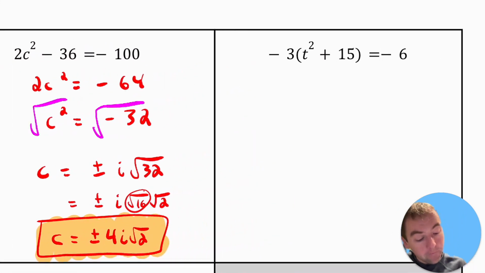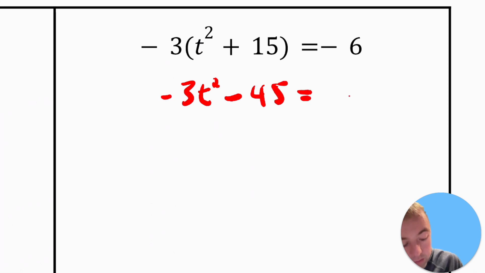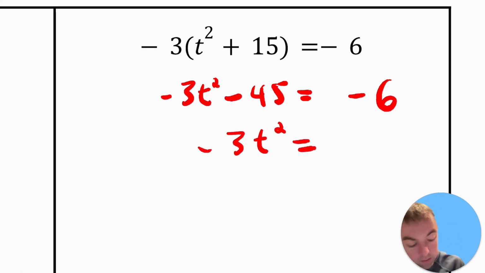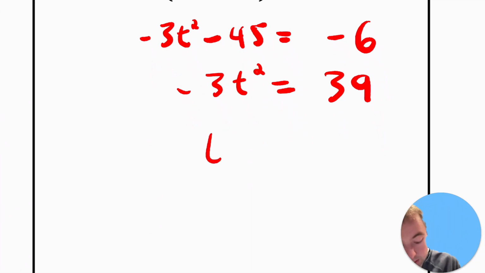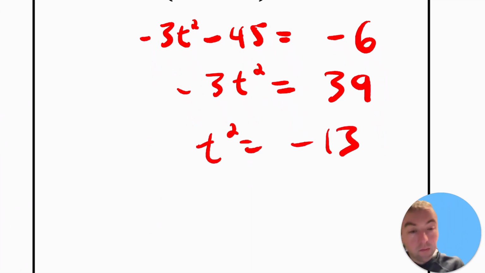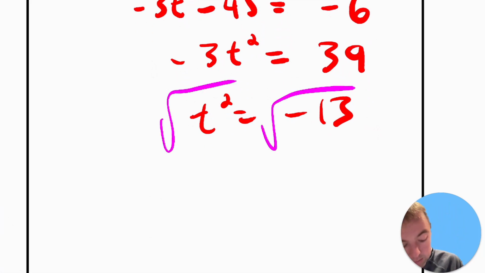Okay? All right, and then jump into this guy right here. It looks like the negative 3, I guess, could distribute. So why don't we distribute and get negative 3t squared, and then negative 3 times 15 would be minus 45, which equals negative 6. So then I'll do a couple steps right here. I'll add 45 first. So I get the negative 3t squared alone, and then that's going to equal 39 if I add it to negative 6. And then if I divide by negative 3, then t squared is going to equal negative 13 when you divide by negative 3.